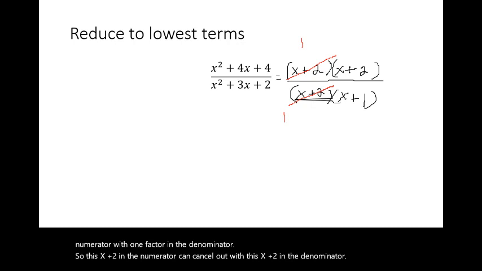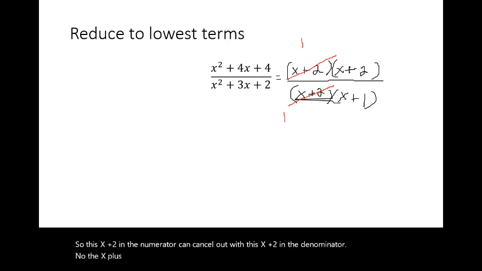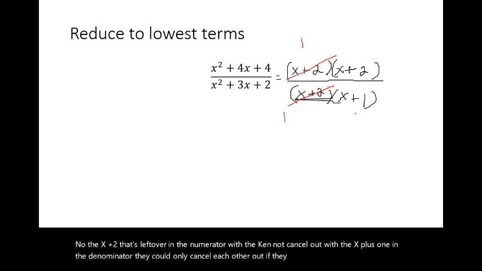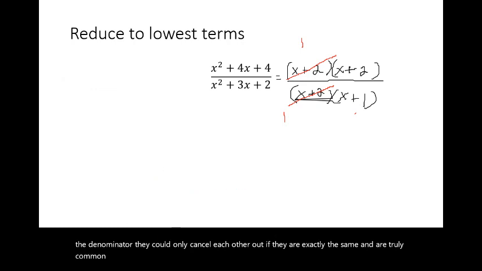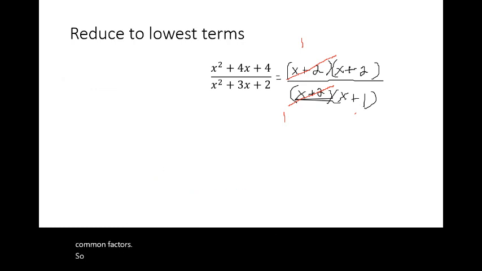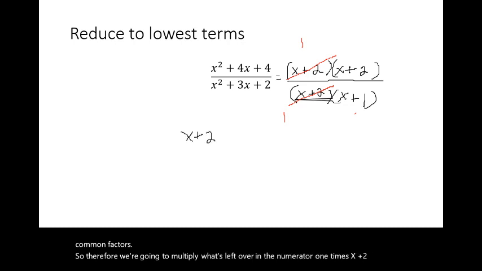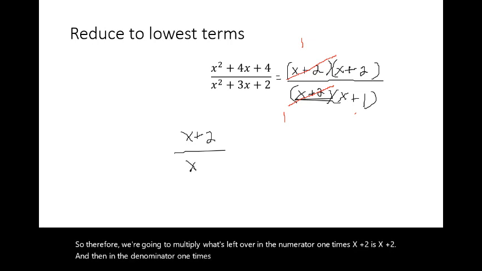Now, the x plus 2 that's left over in the numerator cannot cancel out with the x plus 1 in the denominator. They could only cancel each other out if they are exactly the same and are truly common factors. So therefore, we're going to multiply what's left over in the numerator. 1 times x plus 2 is x plus 2. And then in the denominator, 1 times x plus 1 is x plus 1.